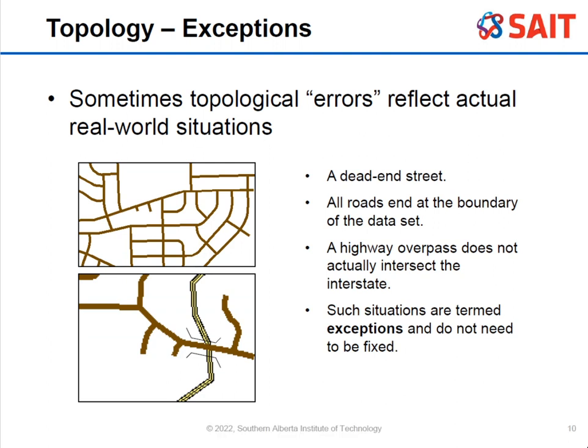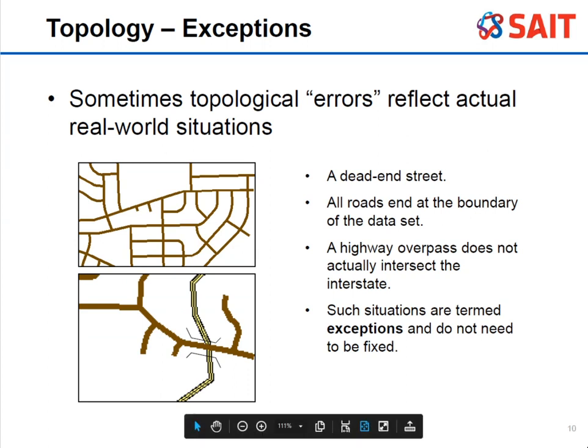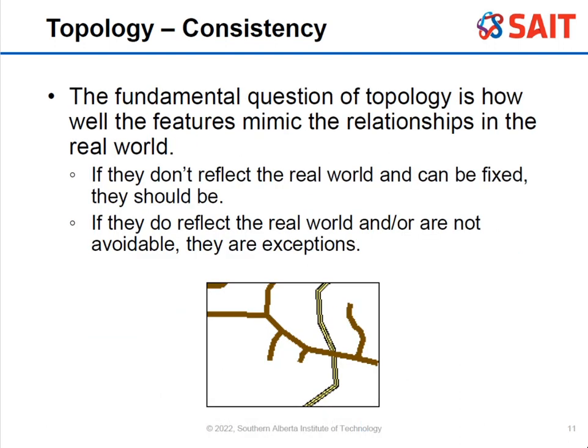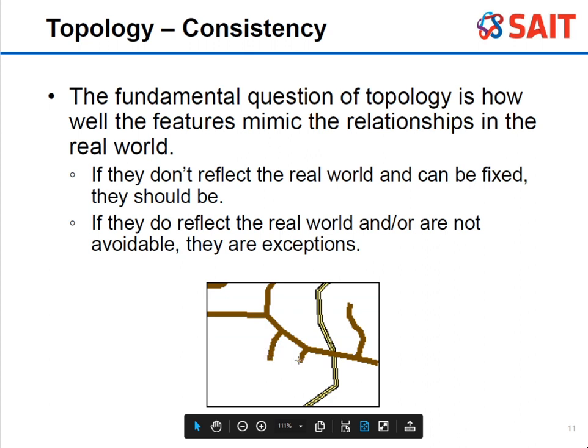Of course, the real world is never simple. There's always complications. So keep that in mind when you are digitizing, that sometimes you have to do that. So in the end, with topology, we really need to focus on consistency. And this is really how well topology rules mimic the real world. An example is looking at those rules of the dead-end streets and the intersection.